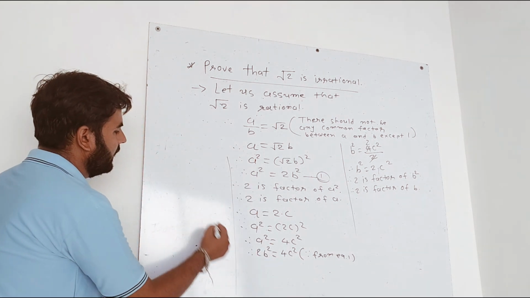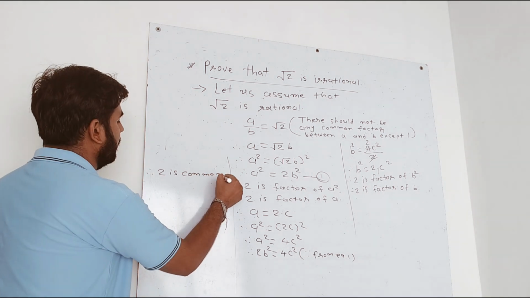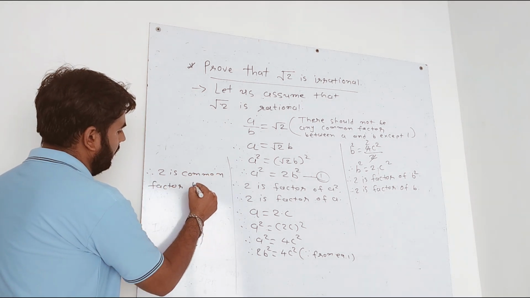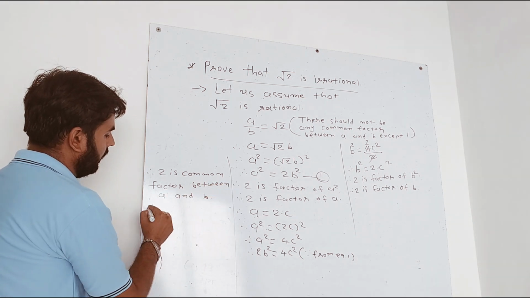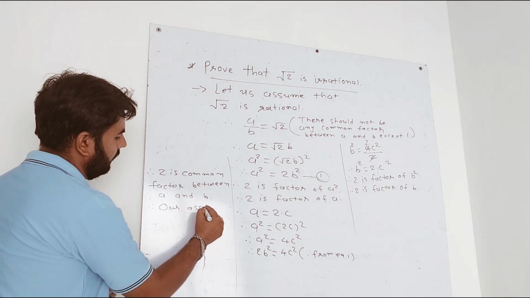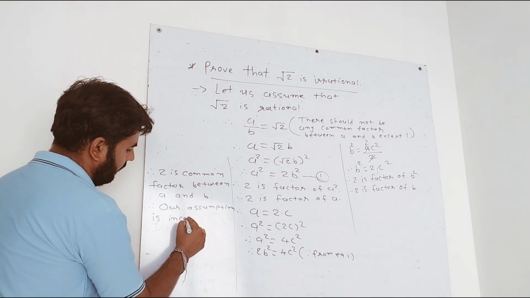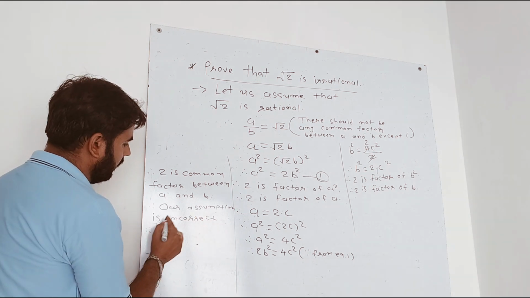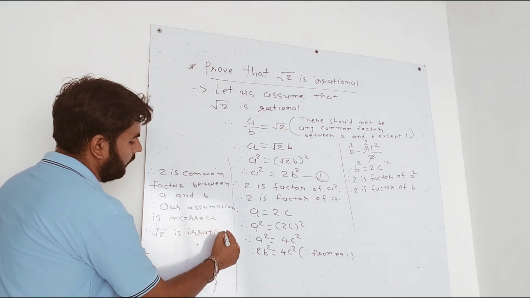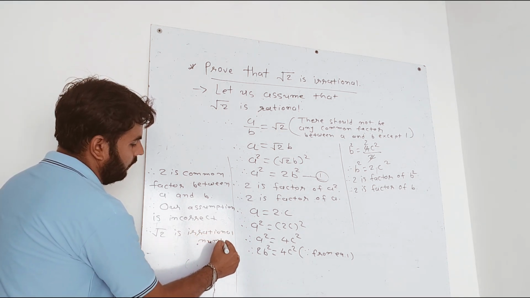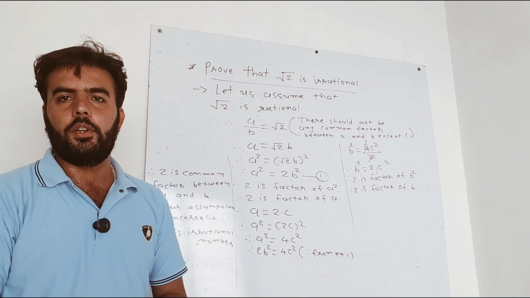So I am writing it here that therefore 2 is a common factor between a and b. Therefore, our assumption is incorrect, and therefore under root 2 is an irrational number. Okay, so this is how we can prove it.